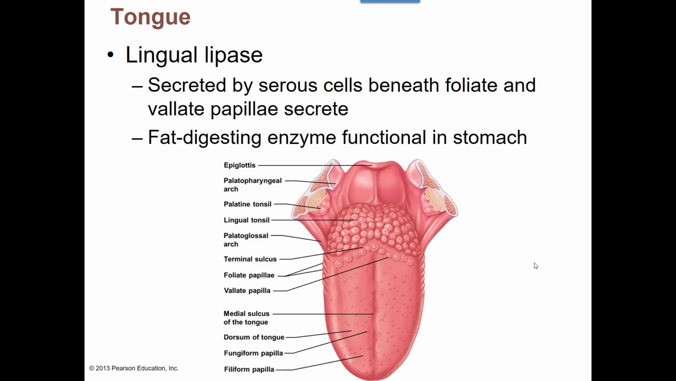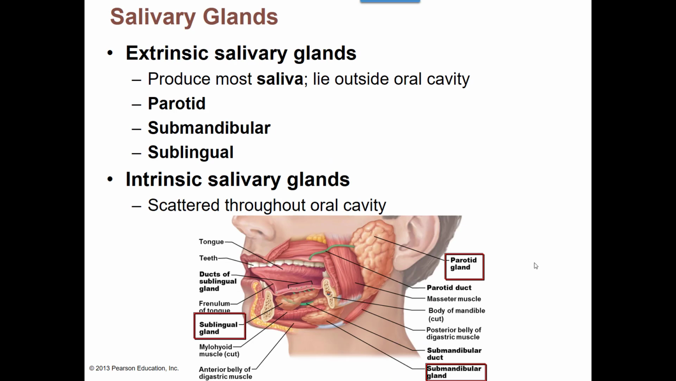Now, we have extrinsic salivary glands and intrinsic salivary glands. The extrinsic salivary glands are very large glands that produce the majority of your saliva. They hang outside your oral cavity. There's a parotid salivary gland. In lab, you'll have to be able to identify it. It's a big, huge one right in your cheeks.